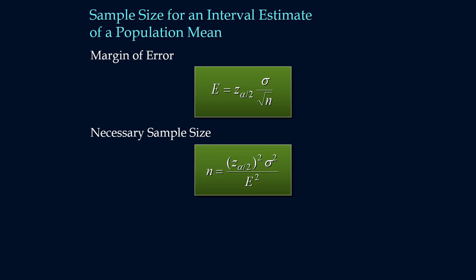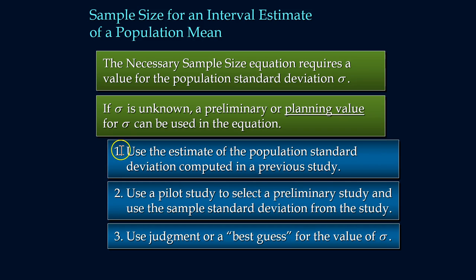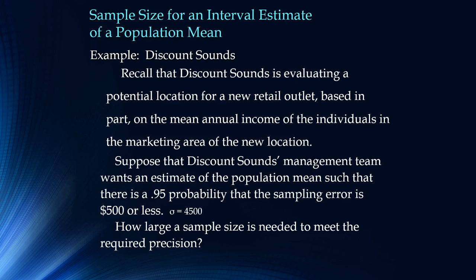Okay, so again, if we go back here to our formula, we can see, hey, in order to work this formula here, we've got to have our population standard deviation. If we're not sure what this is, we can come down here to one of these three techniques: use a previous study, do a pilot, or use our best judgment. All of these must be justified, by the way. Okay. Let's work a little sample.